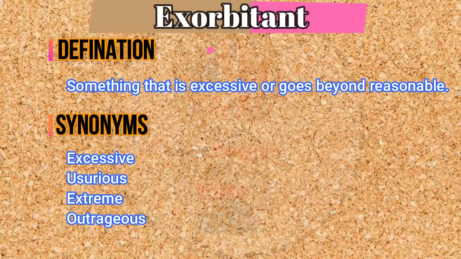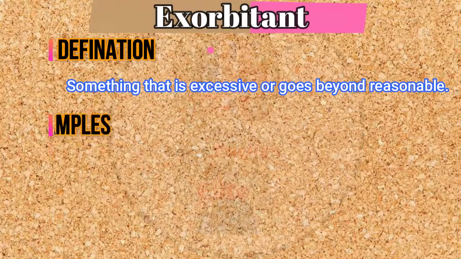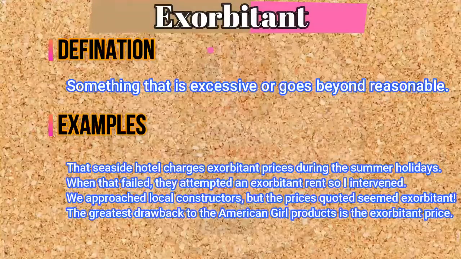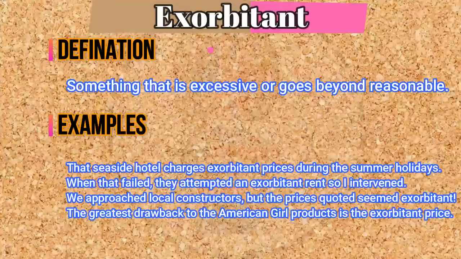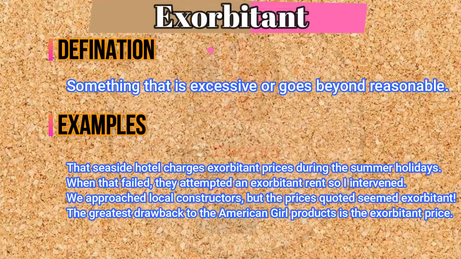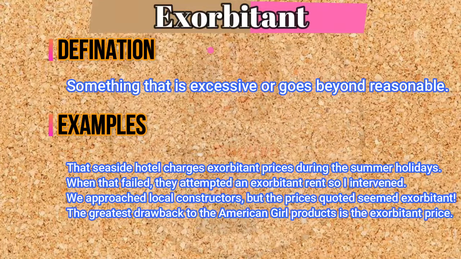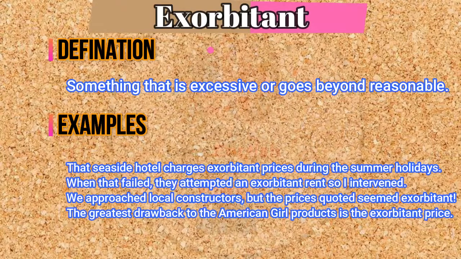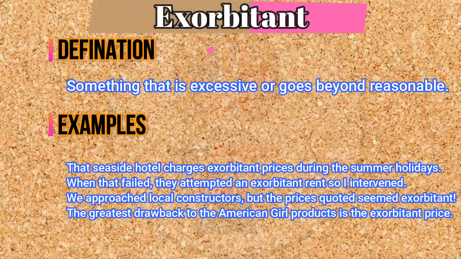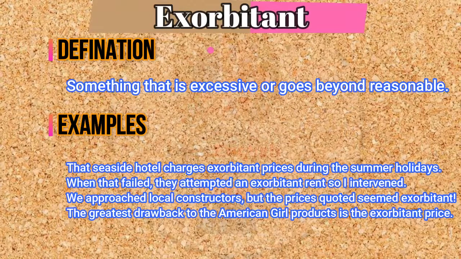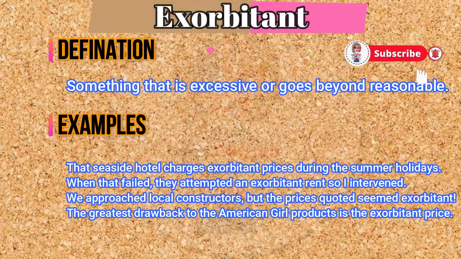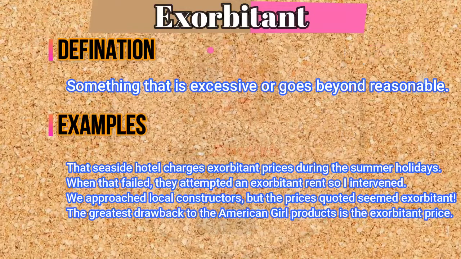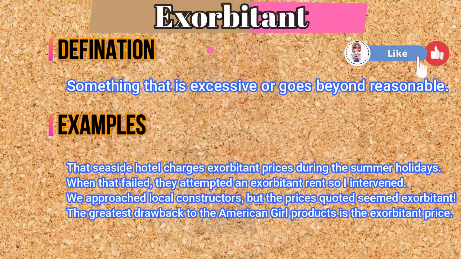Now let me show the example of the word exorbitant in sentences. That seaside hotel charges exorbitant prices during the summer holidays. When that failed, they attempted an exorbitant rent, so I intervened. We approached local constructors, but the prices quoted seemed exorbitant. The greatest drawback to the American Girl products is the exorbitant price.